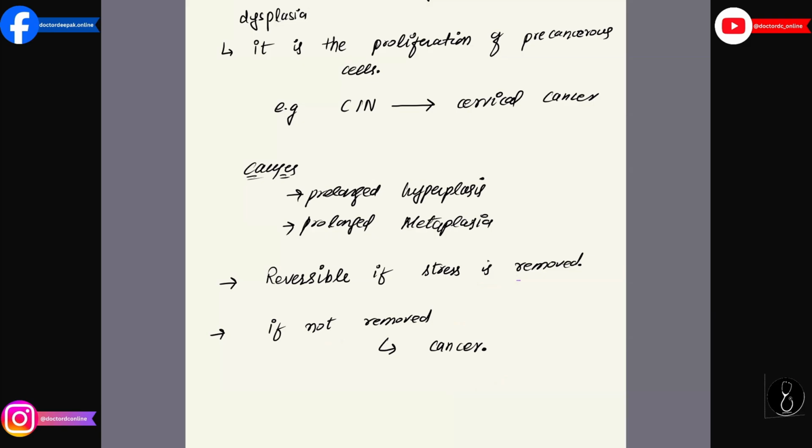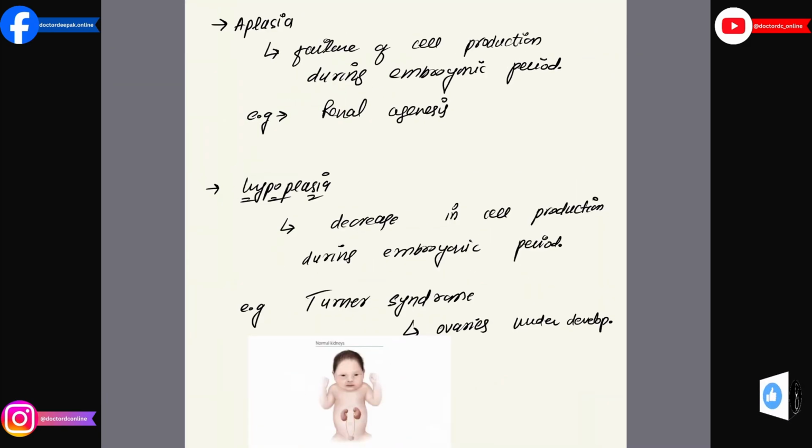Now let's discuss other important terms, that is aplasia and hypoplasia. So first of all, what is aplasia? It is a condition in which the failure of the cell production occurs during the embryonic period. So when there is a failure of cell production during the embryonic period, it is called aplasia. What is an example of aplasia? Like renal agenesis. I will explain with an example. Just first try to understand the basic definition.